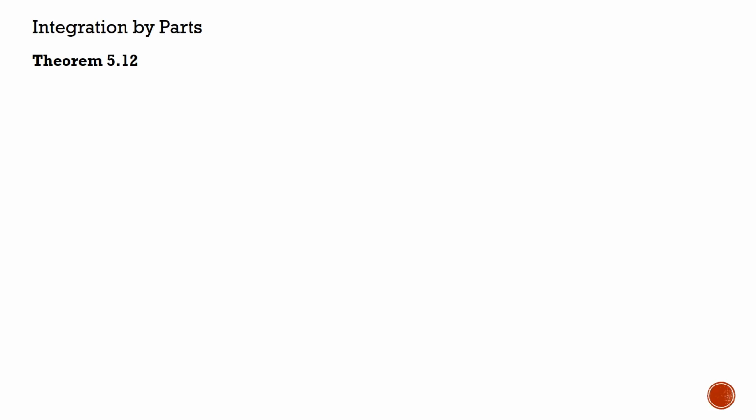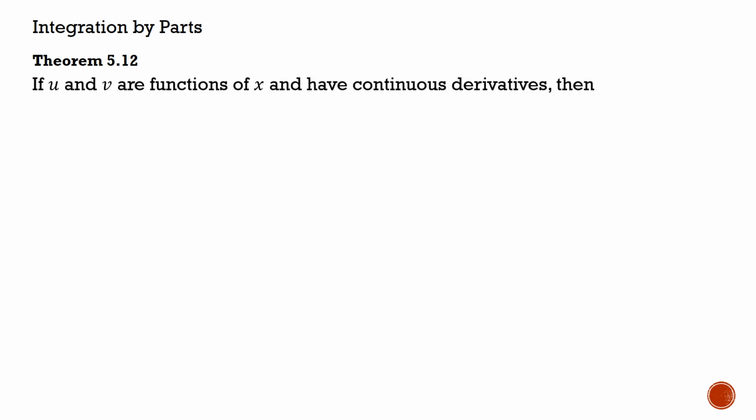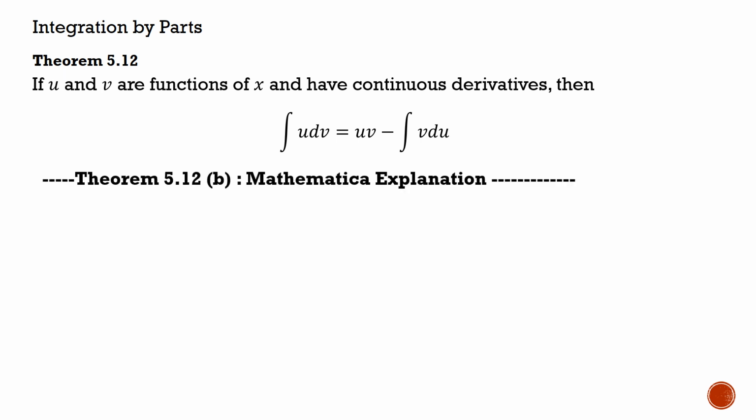Let's take a look at the theorem for integration by parts. It says, if u and v are functions of x and have continuous derivatives, then the following is true. The antiderivative of u dv is equal to u times v minus the antiderivative of v du. Now, I find that students always have a difficult time with this type of notation. So what we're going to do instead is take a look at my explanation and the formula that I like to use for integration by parts.